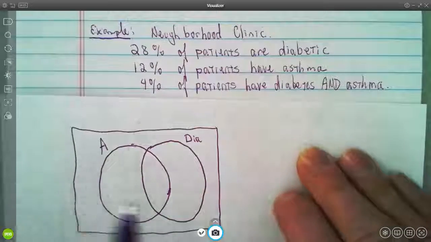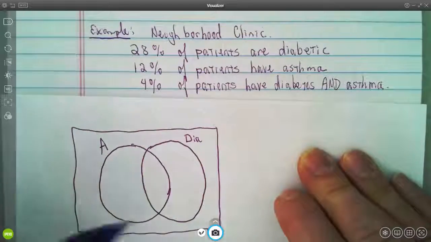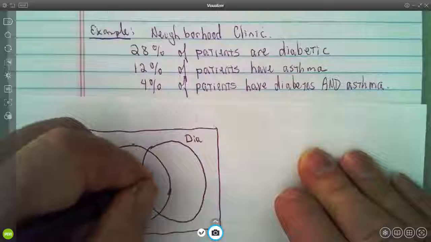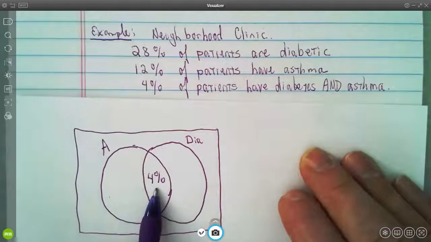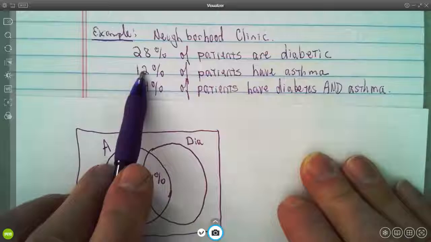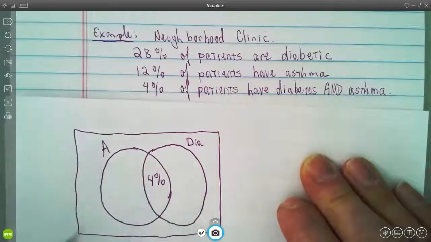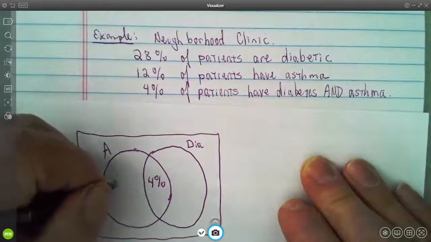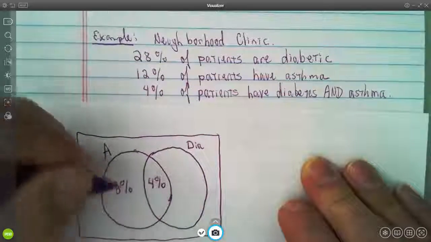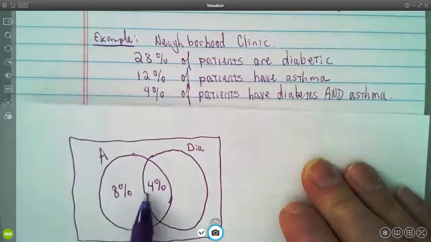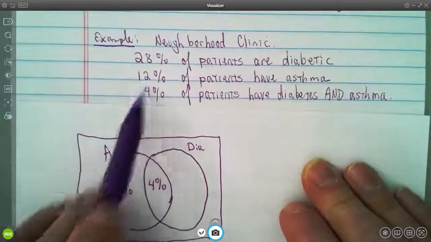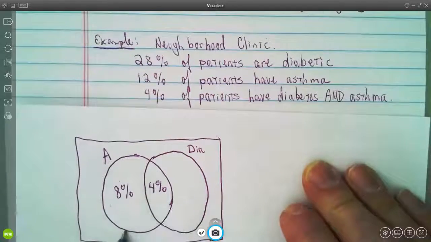diabetes. Well, we have right here from our data, there are 4%, let's work with percentages on these, there are 4% of patients who fall into that category. Now, what about patients who have asthma? 12% of our patients have asthma. 4 of them are here, so 12 minus 4, 8% must be in this region. Notice we have preserved the total correctly. 8 plus 4 is 12. 12% of patients fall within the asthma circle.